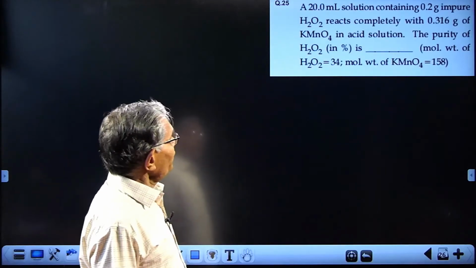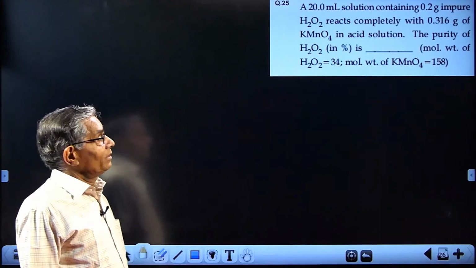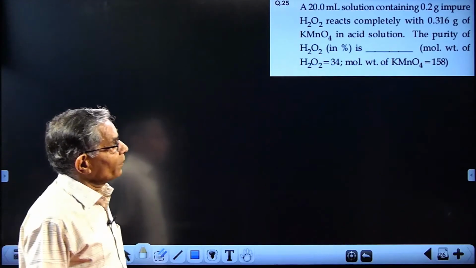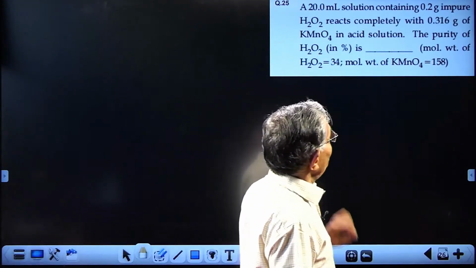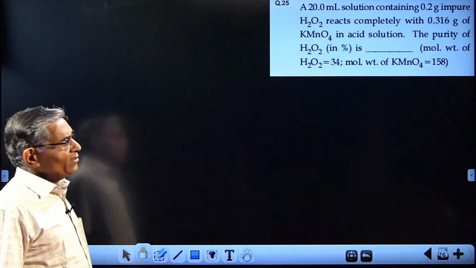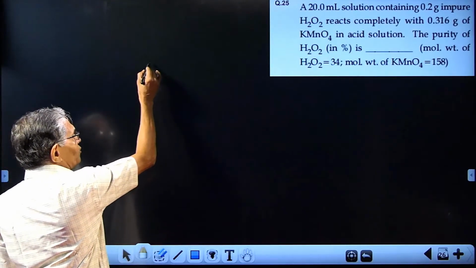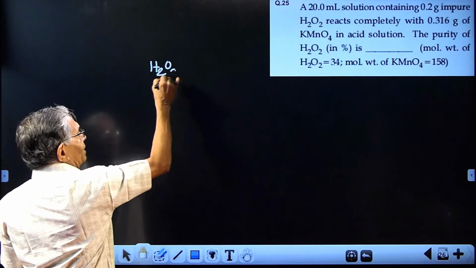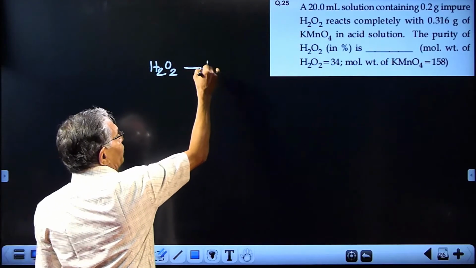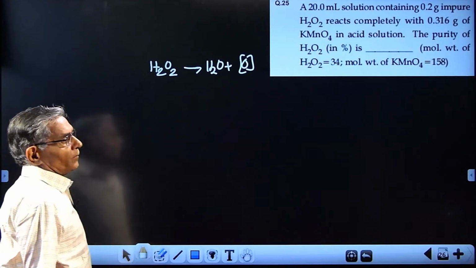This last question: 20 ml solution containing 0.2 gram hydrogen peroxide reacts completely with 0.316 gram KMnO4. How will you attempt it? It's a reaction based upon redox step. Now, hydrogen peroxide decomposes to give one atom oxygen. You can take it like this.